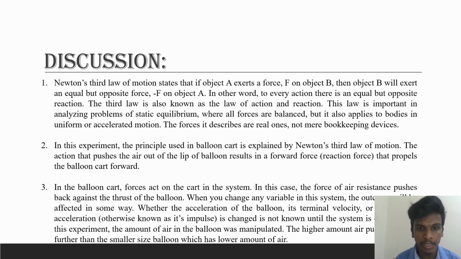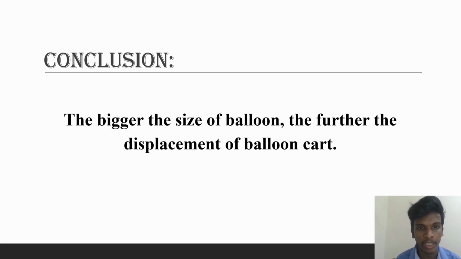In this experiment, the amount of air in the balloon was manipulated. The higher amount of air pushes the car further than the smaller size balloon, which has a lower amount of air. Conclusion: the bigger the size of the balloon, the further the displacement of the balloon car.